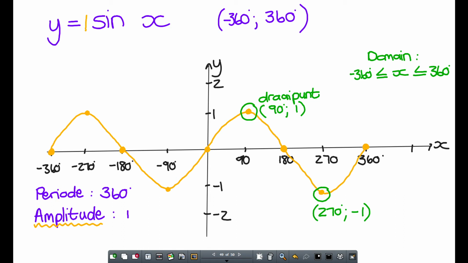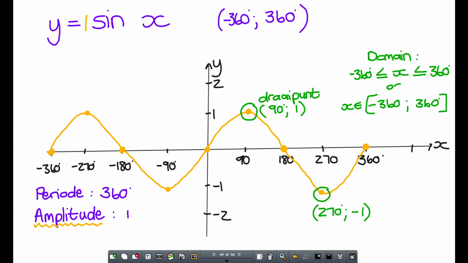I'm going to say or, minus 360, positive 360. Okay, and it's block brackets. And then X is an element of. Yes, you can do that. Either one of the two.